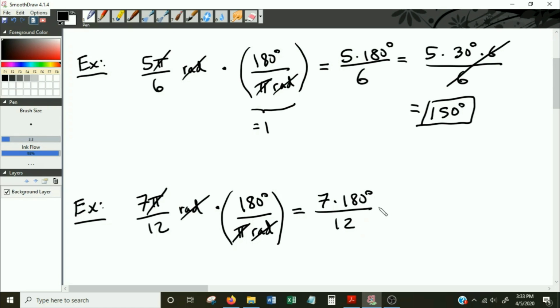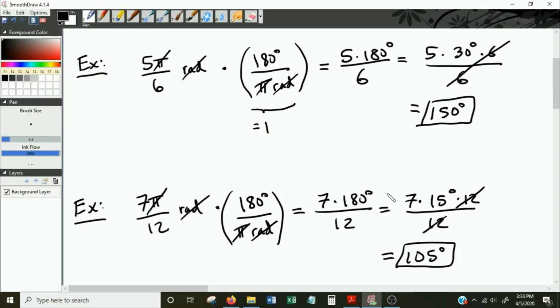Now I could plug this into a calculator, or I could do some cancellation. Let me do the cancellation way. So this is 7 times 15 degrees times 12 over 12. So the 12's cancel out, and I'm left with 7 times 15 degrees, which is 105 degrees. Or I could have just plugged it in from this part right here. Okay, so that's how we convert radians to degrees.